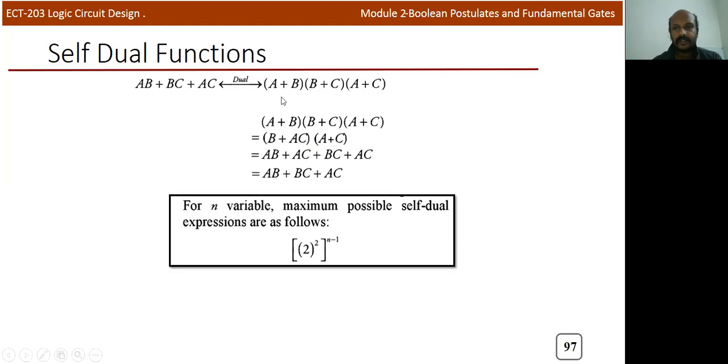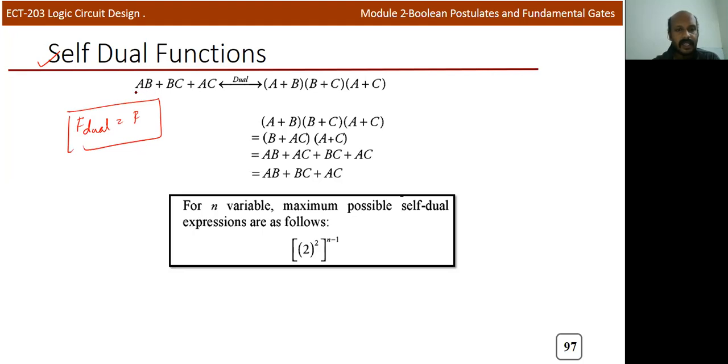And we'll discuss one more point, known as the self-dual function. A function is known as self-dual if you take the dual and you get exactly the same thing. For example, f dual is equal to f itself. Then that function is known as a self-dual function. Here you can see one example.